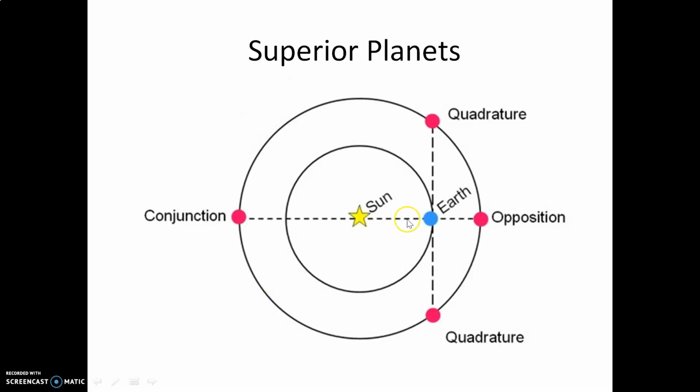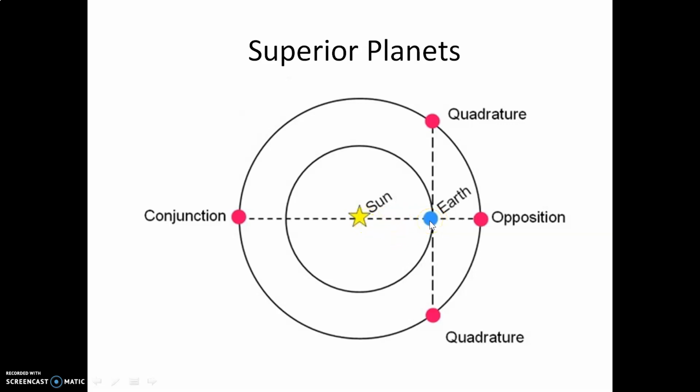We have the Earth being depicted here on the right-hand side of the diagram, and then here is the Sun. First of all, we have what is called opposition. Opposition is when the Earth is in between the planet and the Sun. The reason why it's called opposition is because as seen from the Earth, the planet is on the other side of the sky, the opposite side of the sky, as opposed to the Sun.